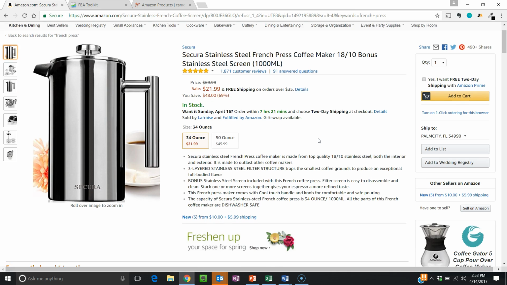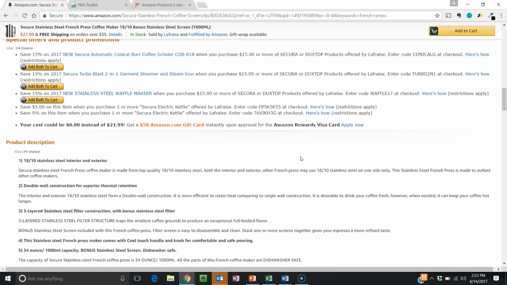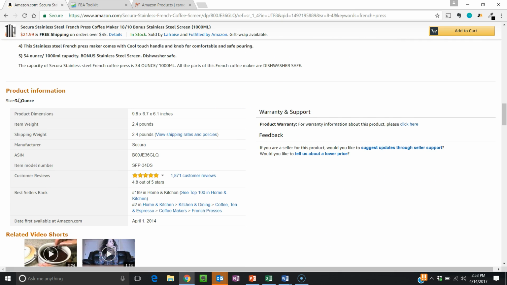So if I scroll down a little bit farther into the description, over here where it says product information, Amazon tells us what's called the bestseller rank, which is this right here. And sometimes the bestseller rank is going to be indicative. Well, I shouldn't say sometimes. Pretty much all the time it's going to give us a general sense of how much a product sells.